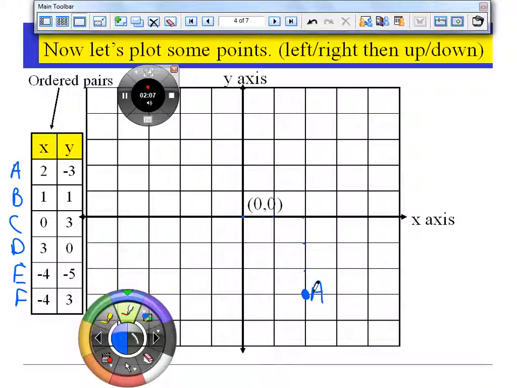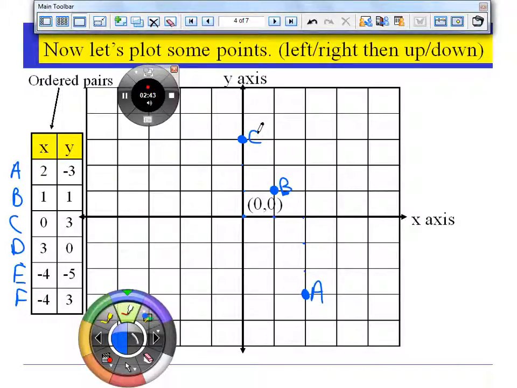Then I'm going to go to my next point, and I'm going to plot 1, 1. So again, I always start right here at the origin. I go to the right if it's positive. So that's a positive 1, so I go over 1. And then it's a positive y, so I go up 1. So I plot that point, and that point is B. And then the next point is 0, 3. If it's 0, that means I don't go left and right at all. I don't move. And then I go up 3 units, put a dot there, and I'm labeling that point C.